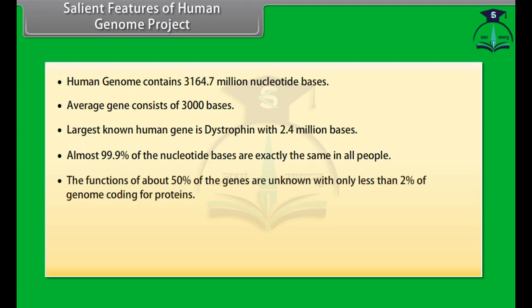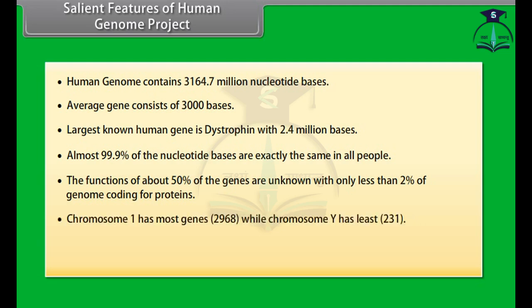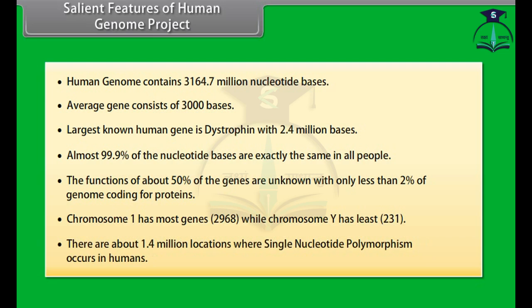The functions of about 50% of the genes are unknown, with less than 2% of the genome coding for proteins. Chromosome 1 has the most genes, 2,968, while chromosome Y has the least, 231. There are about 1.4 million locations where single nucleotide polymorphism occurs in humans.